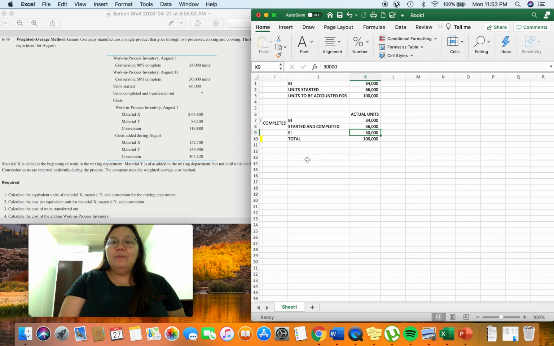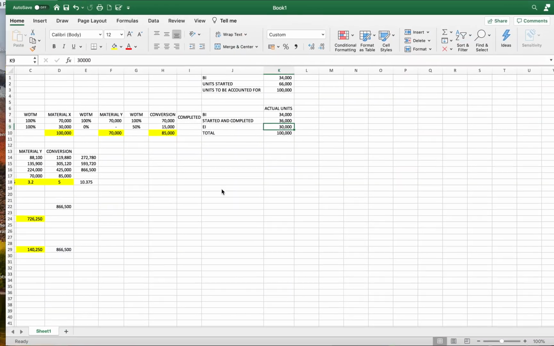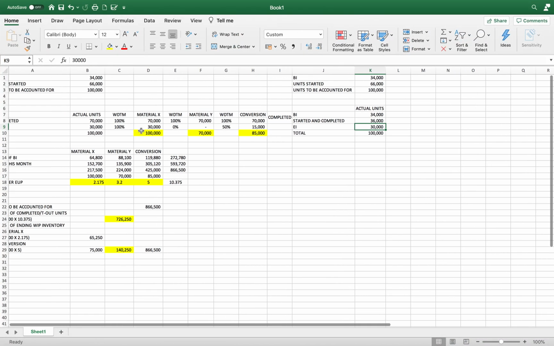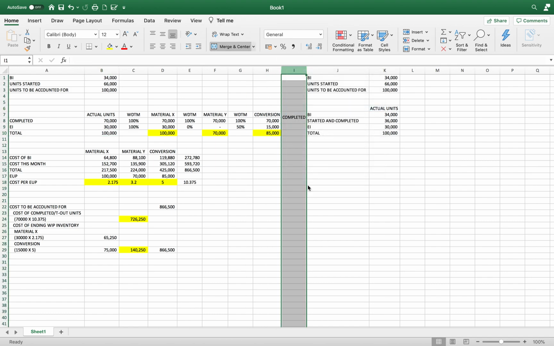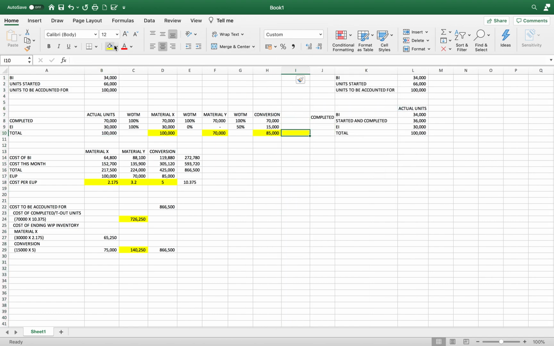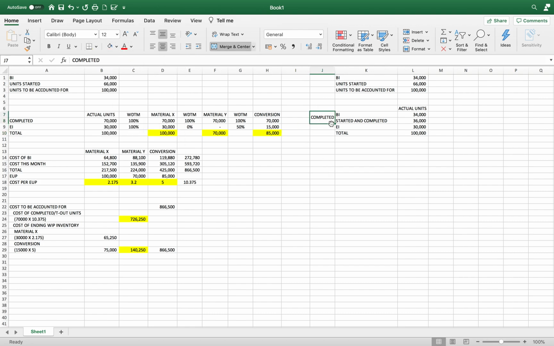So, anong pinagkaiba? O, pag binalikan niyo yung kanina, very simple. Simpleng-simple lang siya. Kanina, completed ng 70,000 and then ending inventory, 30,000. Pero, pagdating sa FIFO, hindi siya ganun kasimple. We are not satisfied na classified lang yung units as completed and ending inventory. Yung completed units mo, kina-classify mo pa siya further into beginning inventory at saka started and completed.